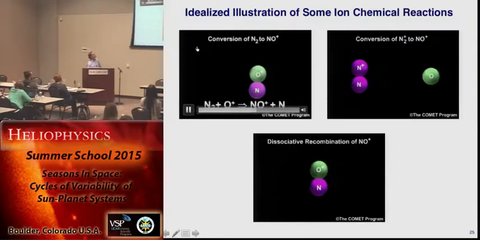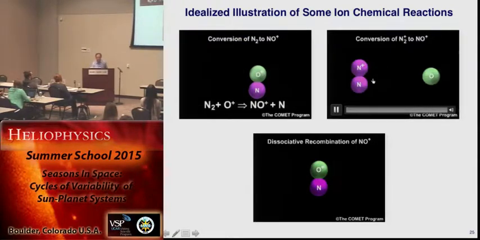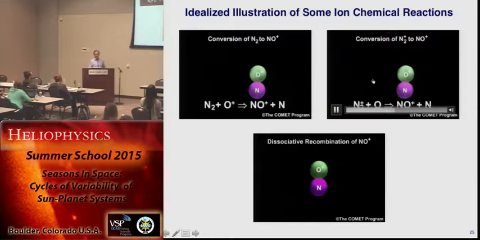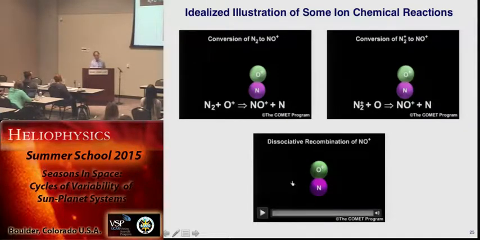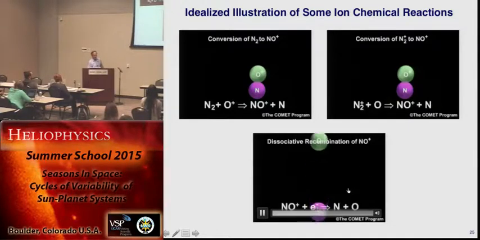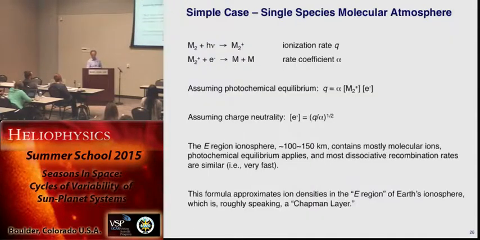Boom, atom-ion interchange. Try another one. That took an N2+ and made an NO+. This happens pretty fast, so that's why we have so much NO+, not O2+. Let's see, here's the dissociative recombination. I have the NO+, which we made up here, and it meets an electron. Recombines and breaks apart. Okay, enough of that.